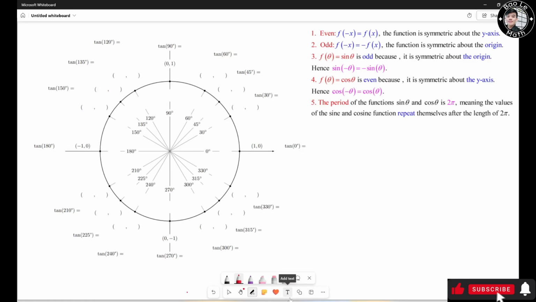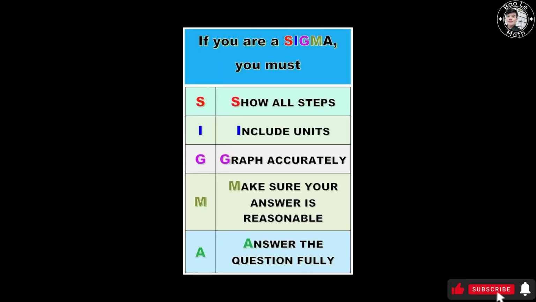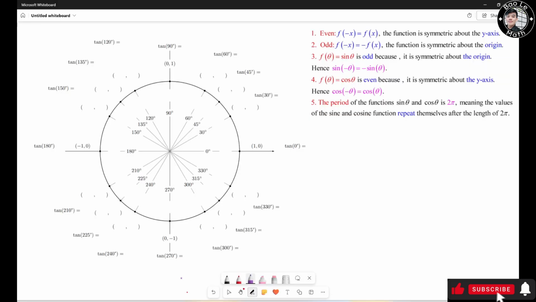Hello everyone, in this video we're going to learn how to crack the unit circle. Before we learn how to crack it, we need to understand some concepts that we learned before. The first one: if the function is even, then f of negative x equals f of x, and the function is symmetric about the y-axis.